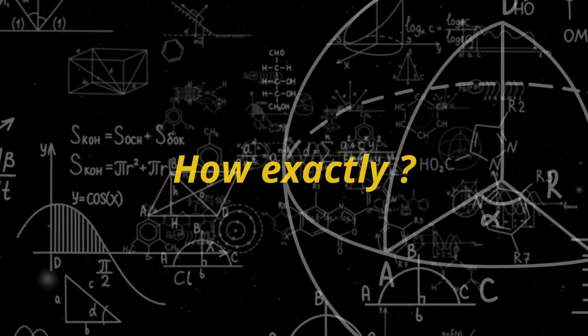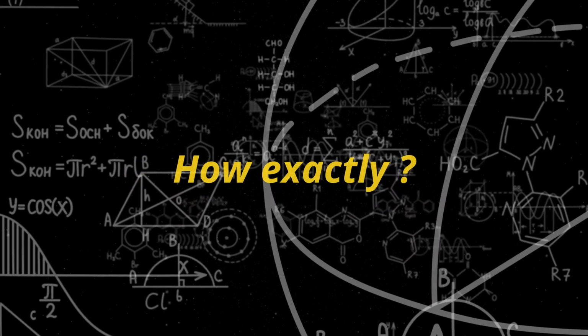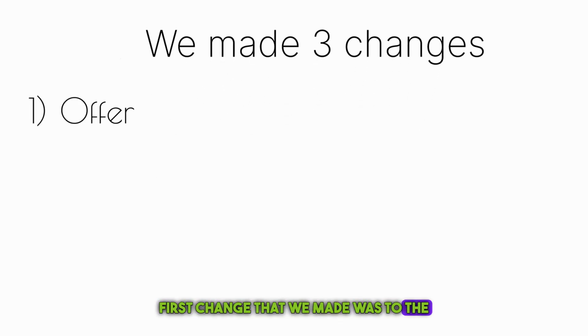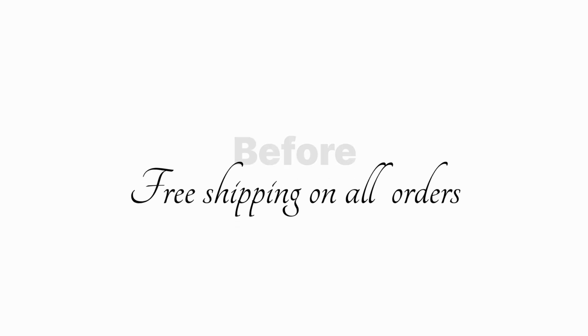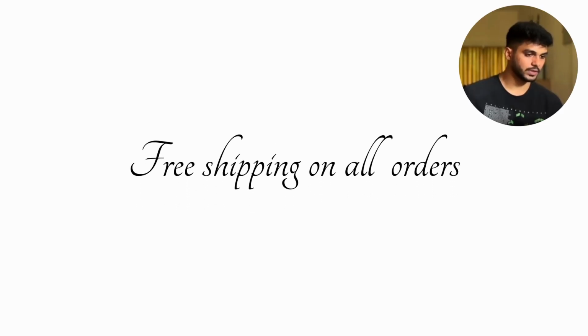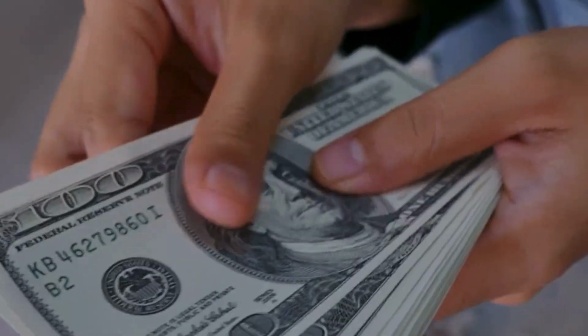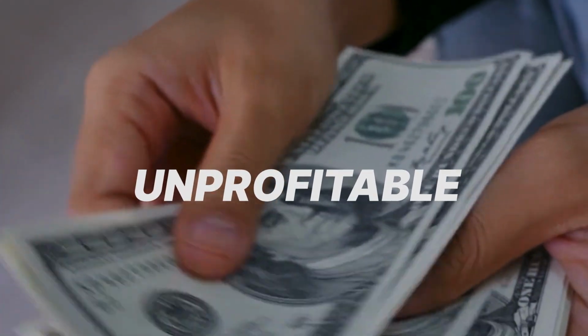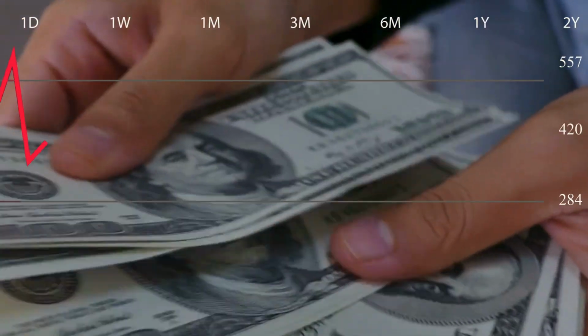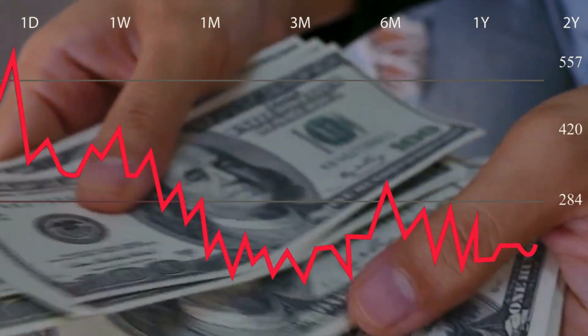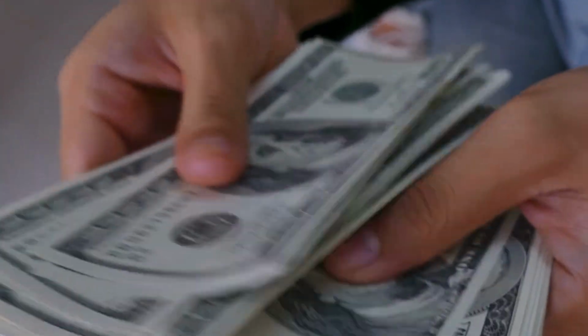So what exactly were the changes that we made to increase the average order value? We made 3 changes. The first change that we made was to the offer. Before, they were running a free shipping offer on all orders. Now this looks quite basic and it looks lucrative from the customer's viewpoint, but as the business owner, she was losing a lot of money with the shipping fees, and that just led to more unprofitability and lessening her profit margins, and all these costs were just adding up.